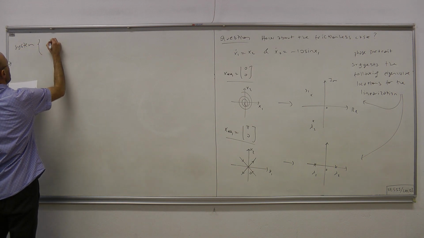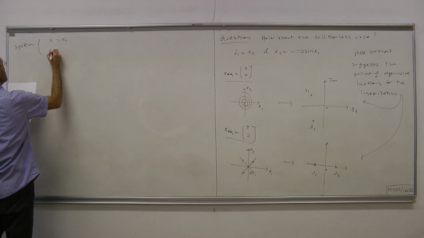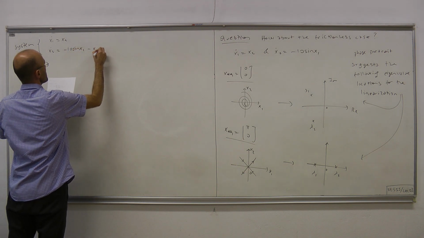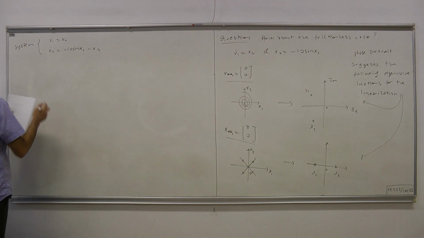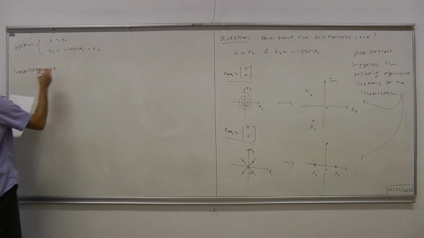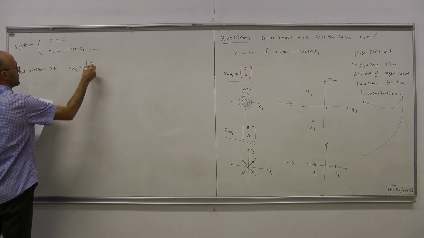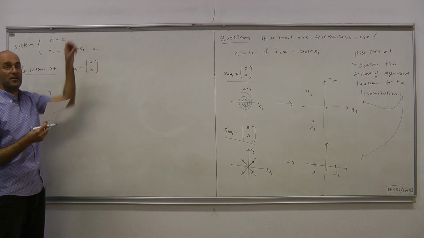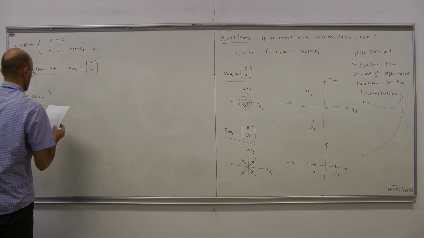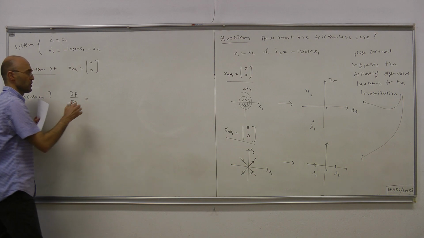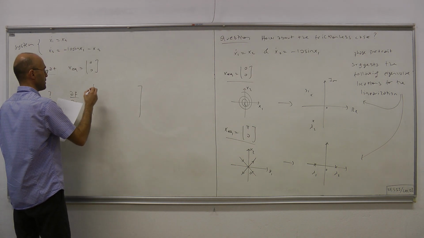Let's rewrite the original system. x2 and x2 dot equals minus 10 sine x1 minus x2. Okay. Let's obtain the linearization. x equilibrium equals 0, 0. So what's the Jacobian? This is our right hand side, f, so what we do is we obtain the Jacobian. This is the notation for Jacobian, and it means the following matrix.